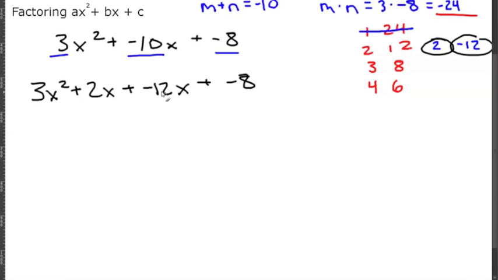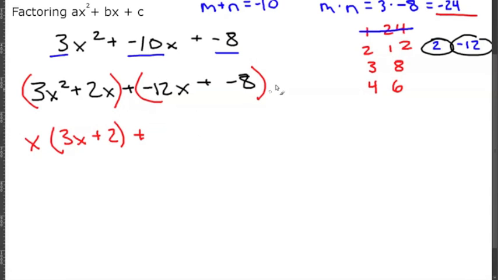Now let's group and factor this even more, grouping together the first two and the second two terms. From the first two, we will be able to pull out an x. So pulling out an x will leave us with 3x plus 2. In our second group, we would be able to pull out a negative 4 from both terms. Negative 4 taken out of the negative 12x would leave us with a positive 3x. Negative 4 taken out from a negative 8 would leave us with a positive 2.